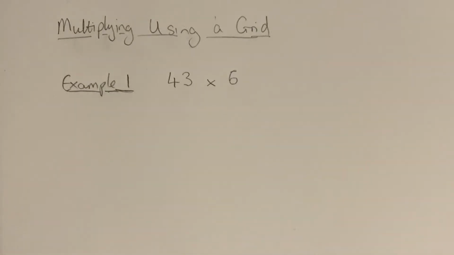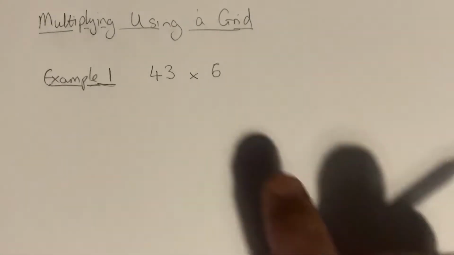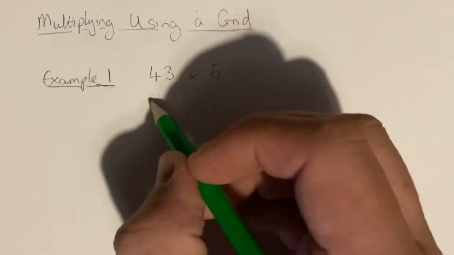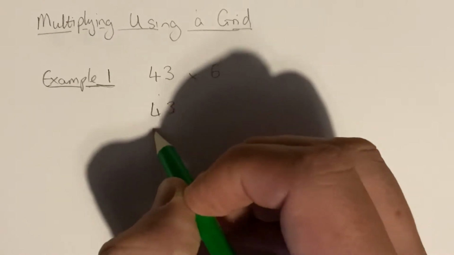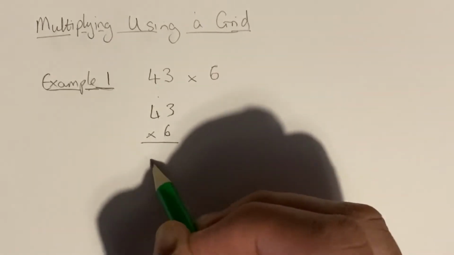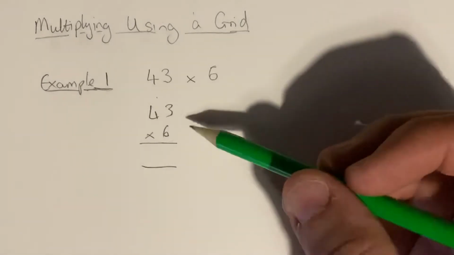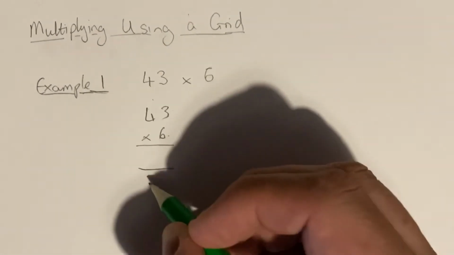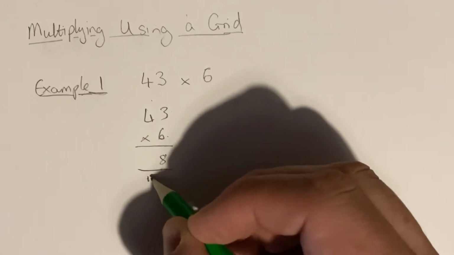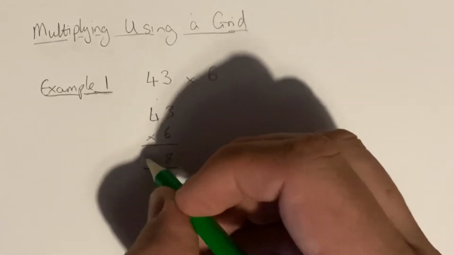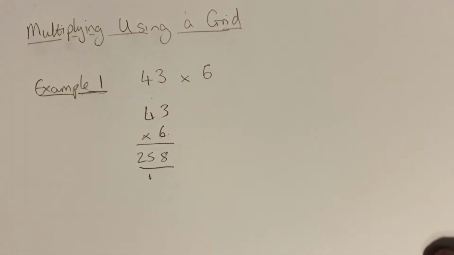In this video, we're going to look at how to multiply using a grid. Our first example is 43 times 6. If you're of a slightly older generation like myself, you'd do what's known as a chimney sum, or a tower sum, or a stack sum. You'd go, 6 times 3 is 18, so 8 and carry the 1. 6 times 4 is 24, add the 1 is 25, and the answer is 258.